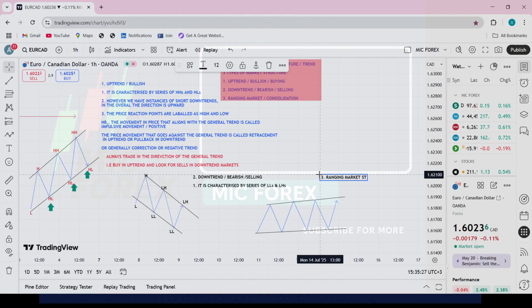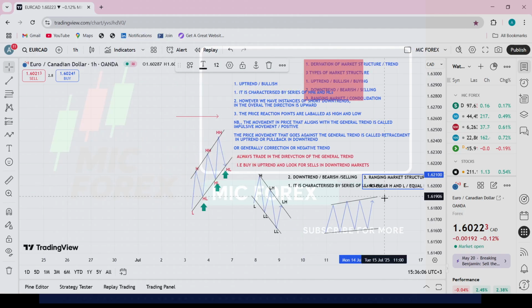I'm beginning to hear some noise, so I'm just doing it quickly so that we can stop this. It is characterized by, let me just call it, no clear highs and lows, so we call it equal highs. Sorry, this one should be highs and equal lows. You can see this one, there's no clear high or low, so it is characterized by equal highs and equal lows.